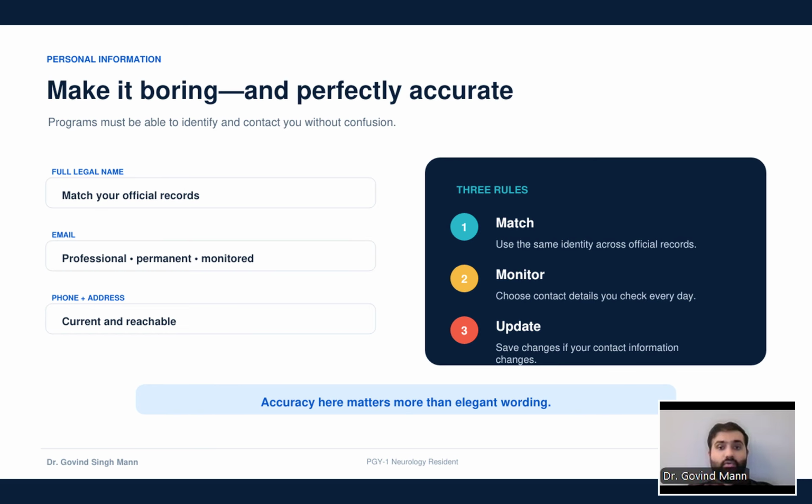And try to constantly update. If you are in the US right now, you can write US, but if you feel like around October, November, you are coming back to your home country, just update it, because these can be updated even after submission of your application as well.